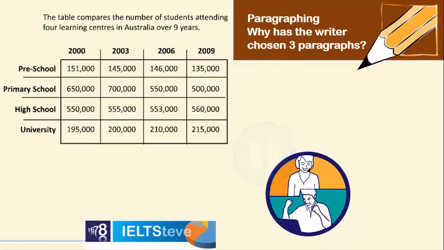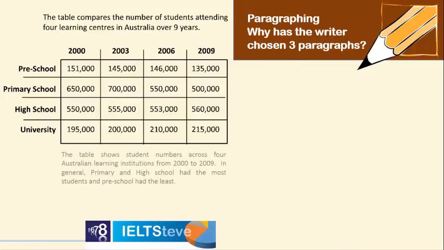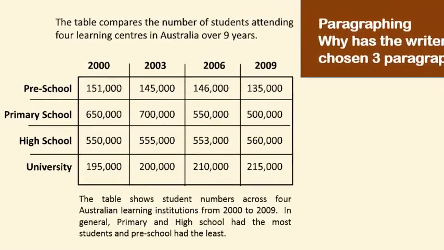Now we see in the introduction just underneath here, when you look at the general statement, you can see already this is the way the person's decided to talk about it. So they've already immediately mentioned primary and high school had the most students. Preschool had the least. So we sort of get a feeling that's how they're going to describe it, and that is how they describe it.